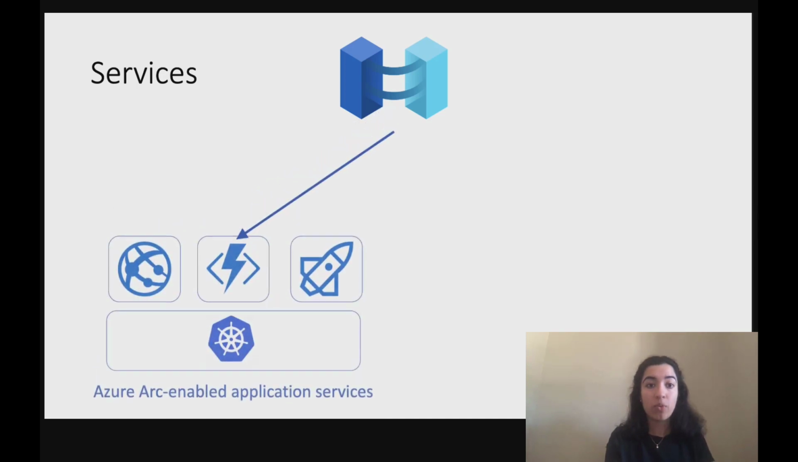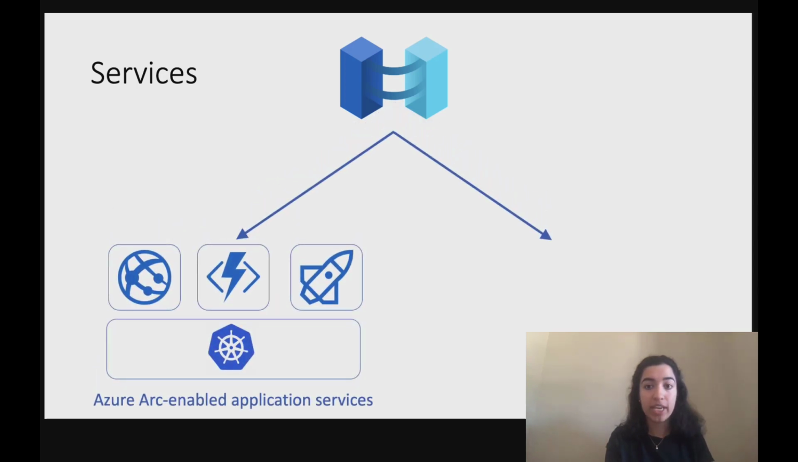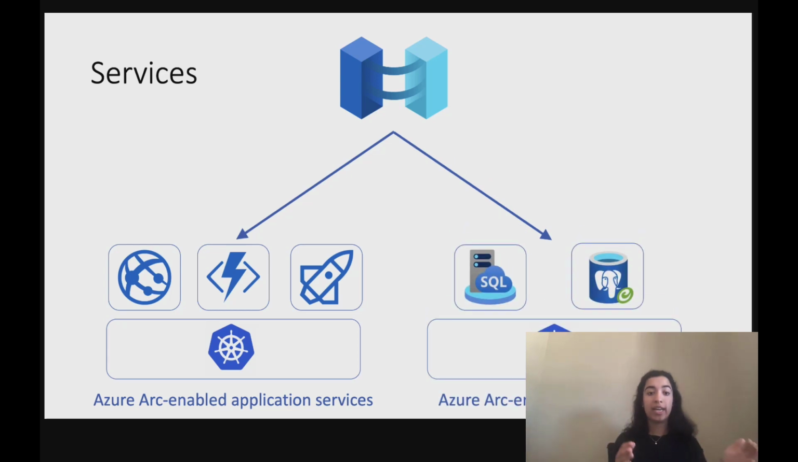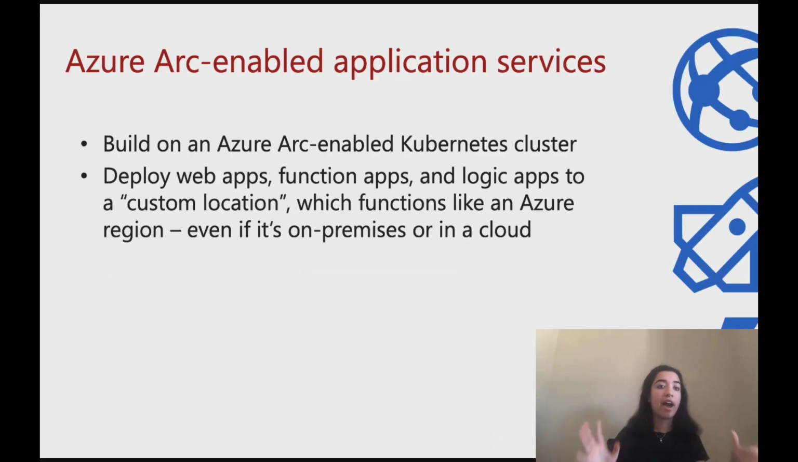Now, within services specifically, if we take a look, we have Arc-enabled application services and Arc-enabled data services. A third offering, which I don't have here on my slide, is actually also Arc-enabled machine learning. So we have those three offerings. Now together, we're going to look at what each of these means in depth. So let's start with Azure Arc-enabled application services. You might be wondering how all of this works, so we'll talk about that.